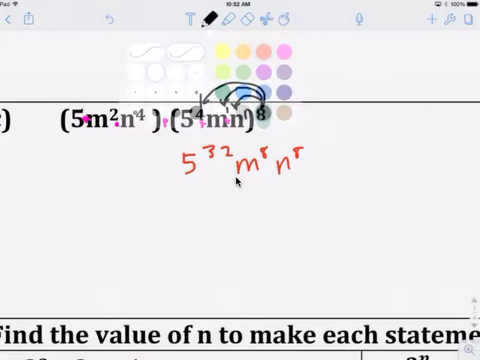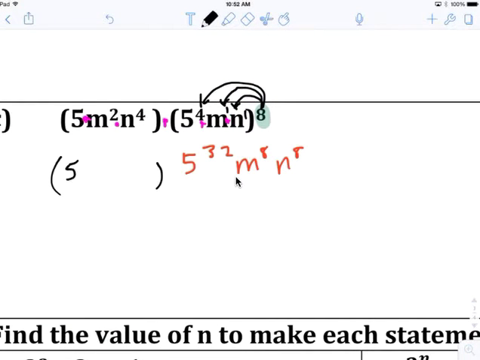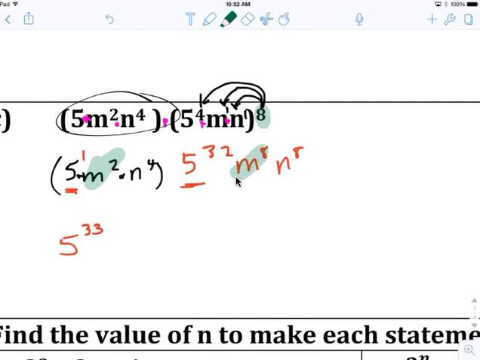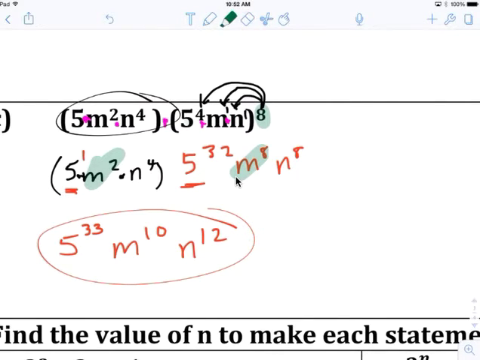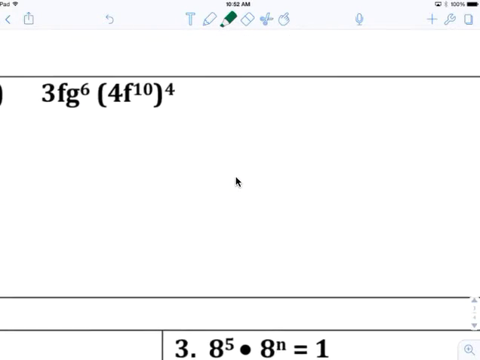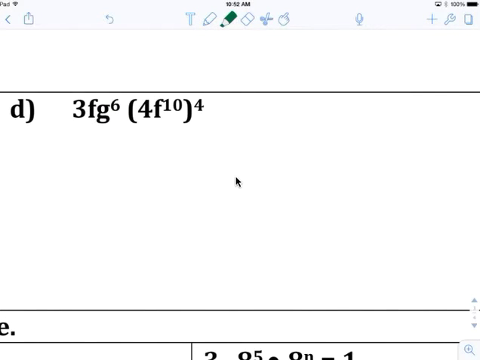And then 5m squared times n to the 4th. We bring this down. The 5s have the same base, so it's 5. This is 5 to the 1st, 5 to the 33. M squared, m to the 8 is m to the 10th, and n to the 12th. So it's very important you do the distributive first. Just like when you're solving an equation, you always distribute first. And same here, you distribute first.